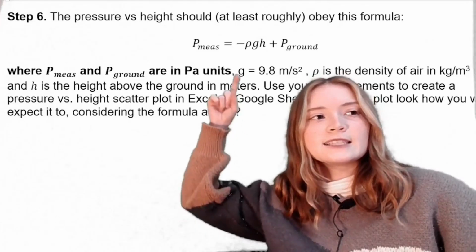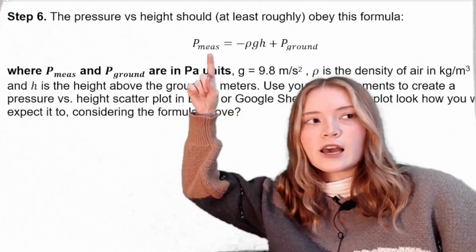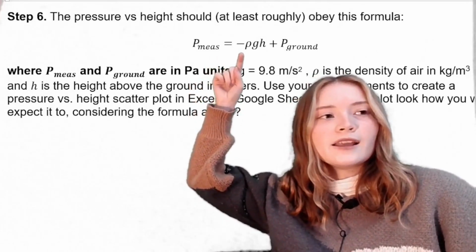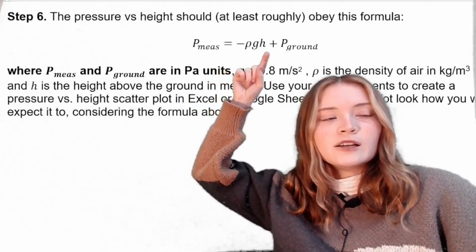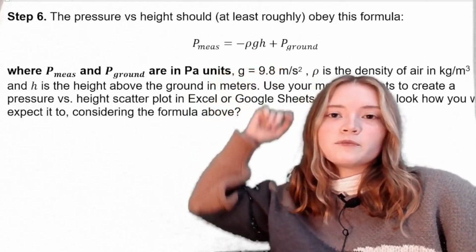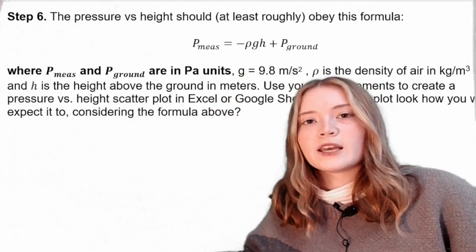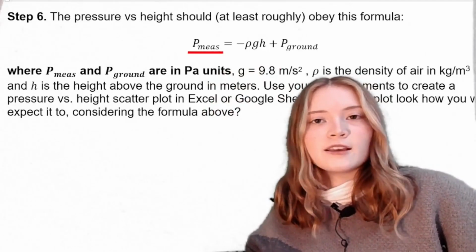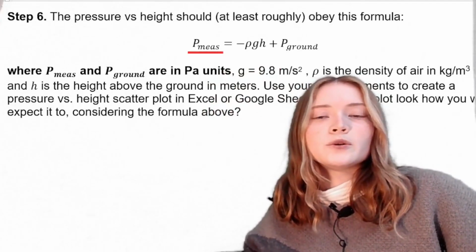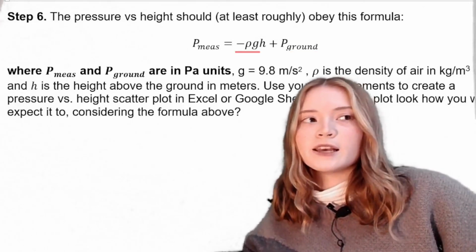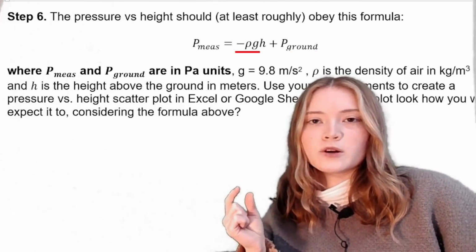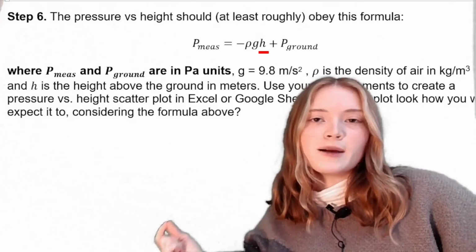It says that the measured pressure at a given height is equal to negative rho g h plus the pressure at the ground. Or another way to think about it is that the measured pressure at a given height is going to be equal to the pressure on the ground minus some factor, which is rho g, times the height that you're measuring it at.